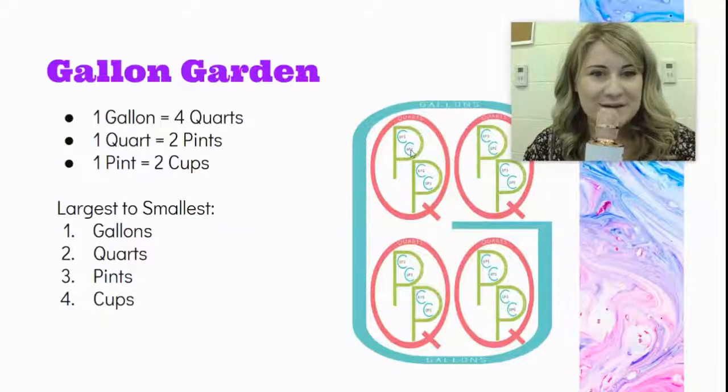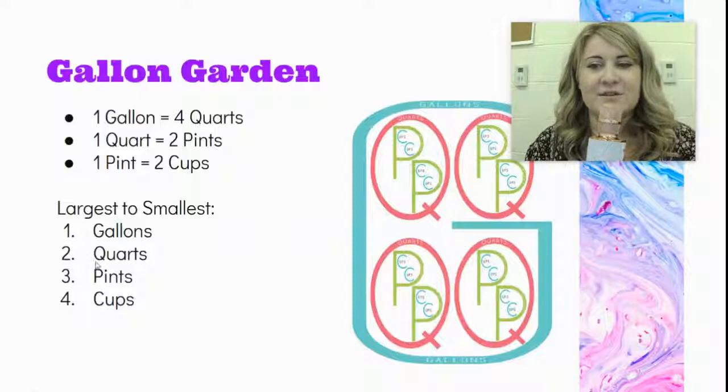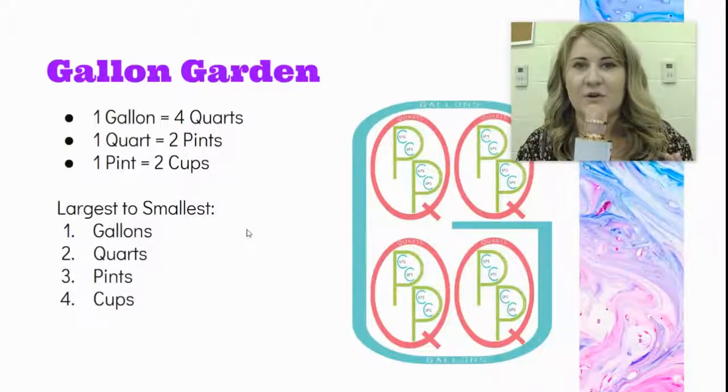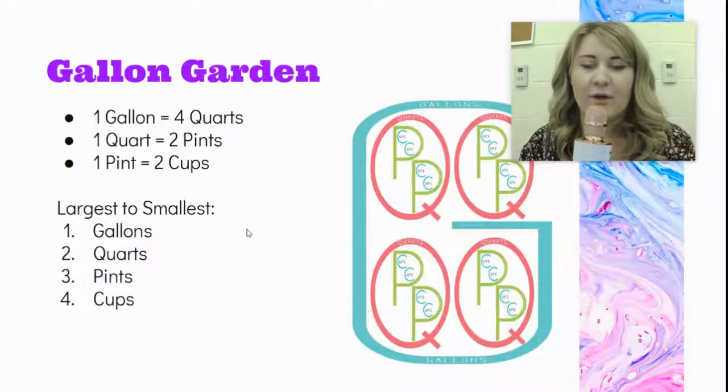So as you can see, cups are the smallest, then pints, then quarts, then gallons. So largest to smallest, we have gallons, quarts, pints, and cups. We're going to be talking more specifically about how to remember this by drawing a picture later on, okay?